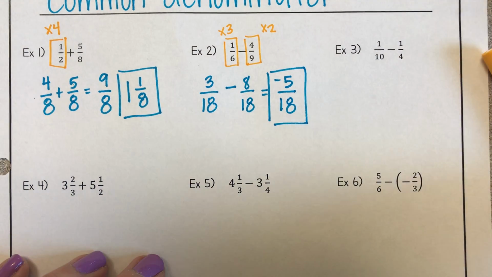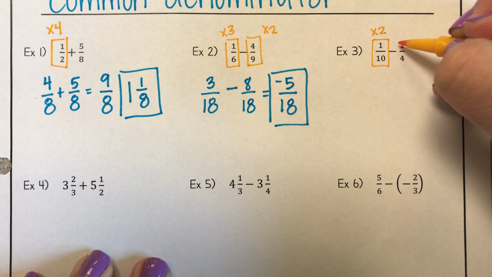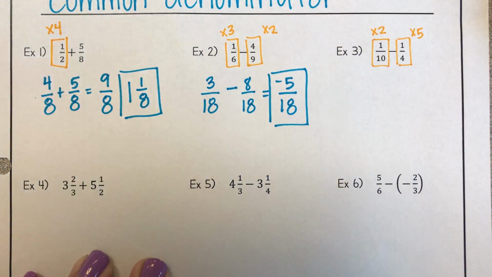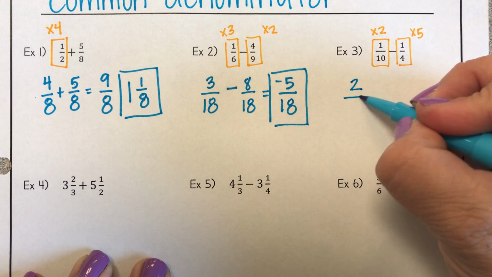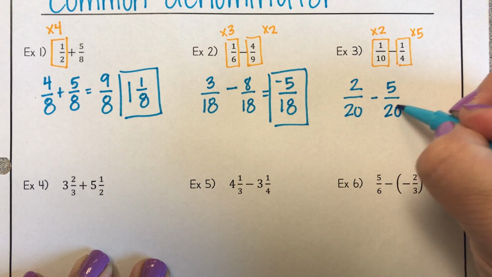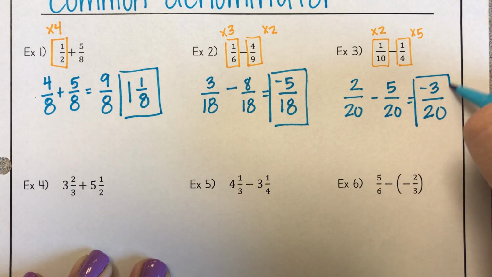Okay, on number 3, our denominator would be 20. So this one gets multiplied by 2, this one by 5. So I get 2 over 20 minus 5 over 20, which would be negative 3 over 20.